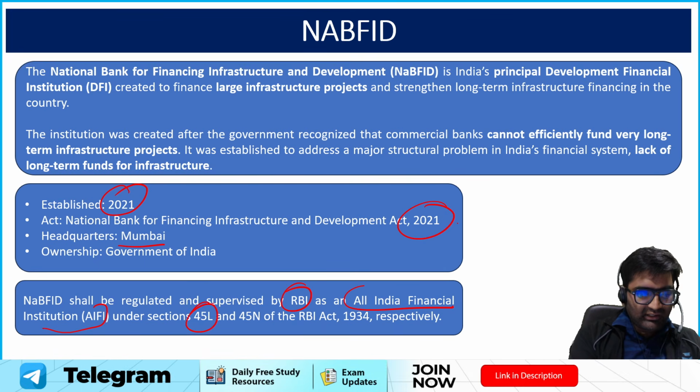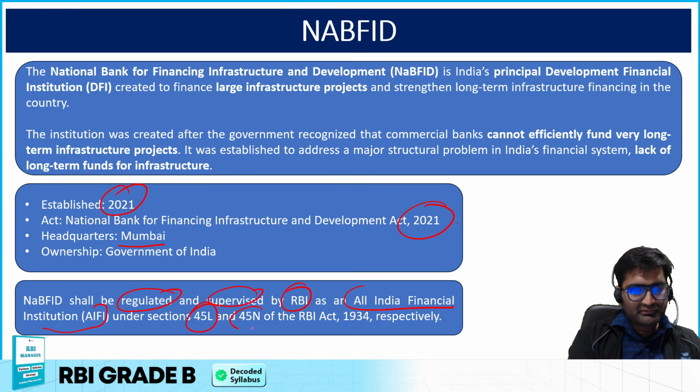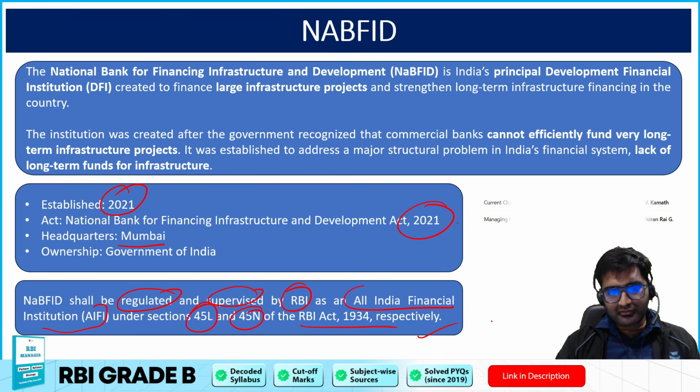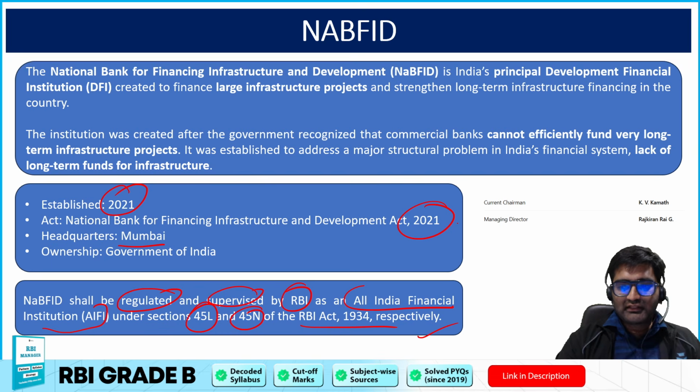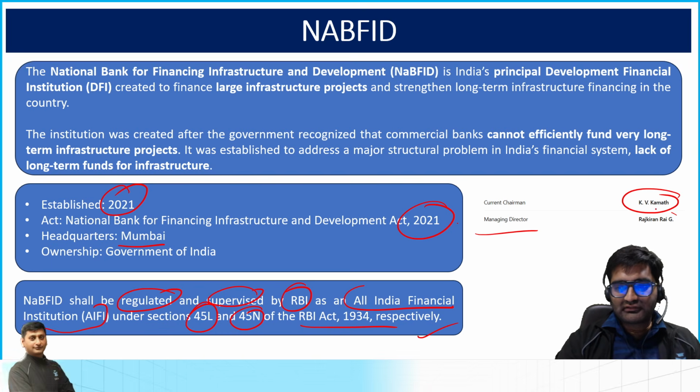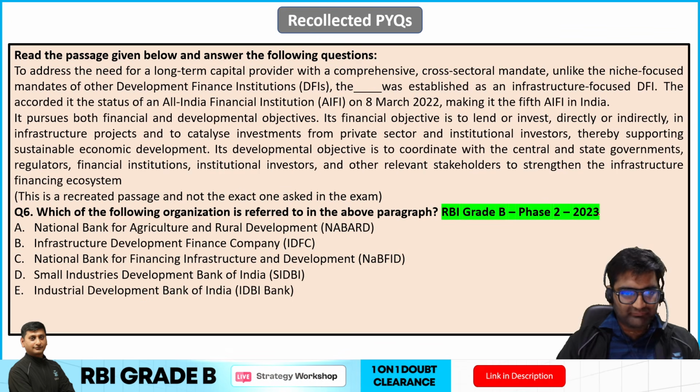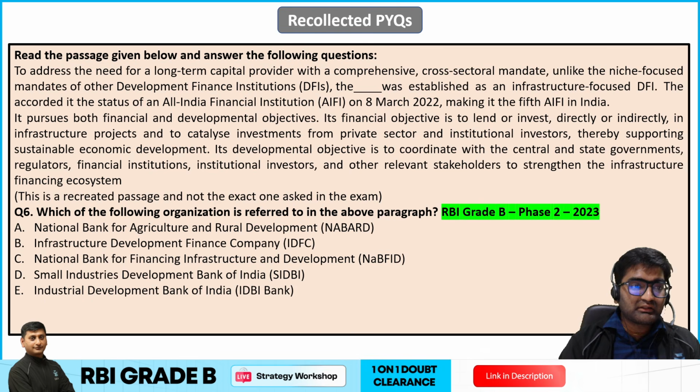Section 45L, it is regulated and supervised as per Section 45N of the RBI Act respectively. Okay, so the current chairman is KV Kamath and the managing director is Raj Kiran Rai Ji. Now, moving ahead, this particular question was asked again in 2023.